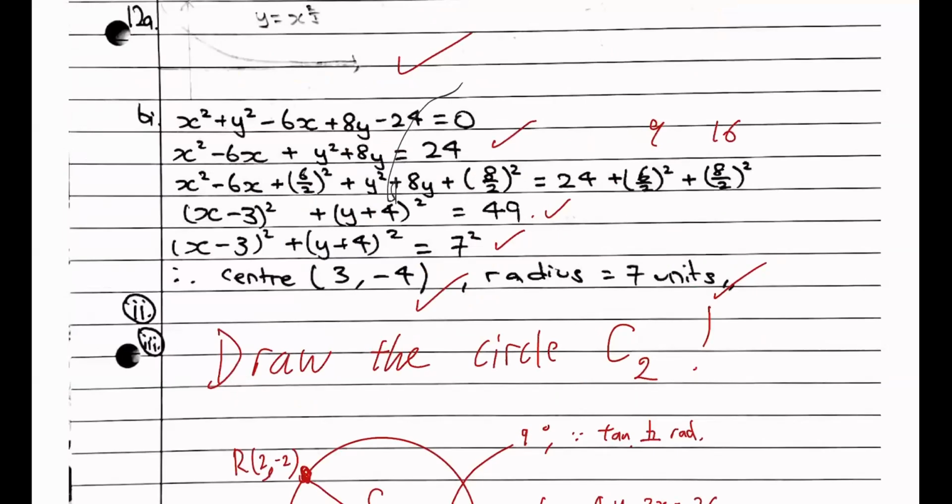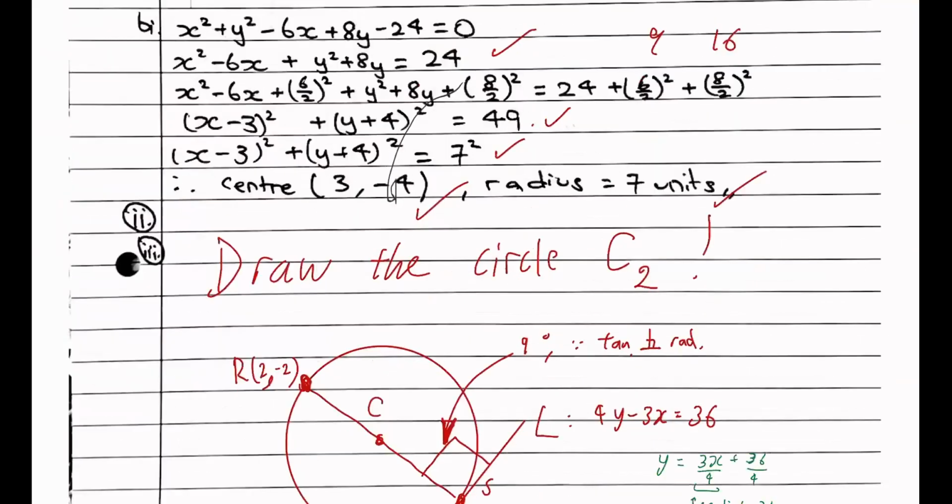Okay, let's take a look at question 12b. Help me to clear that drawing. Okay, so you got the circle, center (3, -4), radius 7 units. Very good. So what is that circle? That's circle C1, totally irrelevant to part 2 and part 3. So we can ignore it.